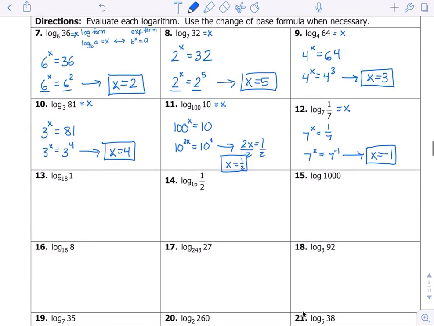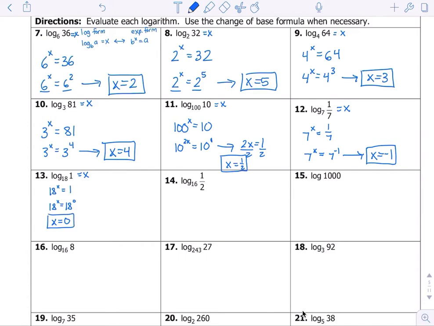Alright, 13, set it equal to x. 18 to the x power is equal to 1. Now remember, 1 could be any base, right? To the 0 power, so 18 to the x is equal to 18 to the 0 power. Both have the same base, so x is going to equal 0.